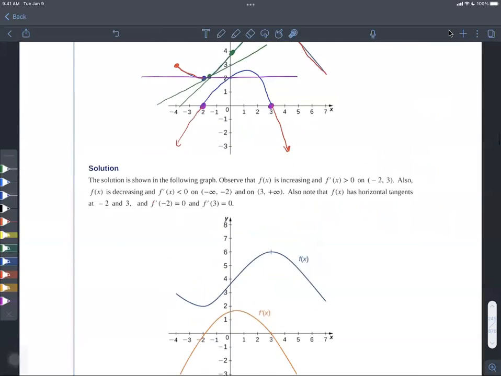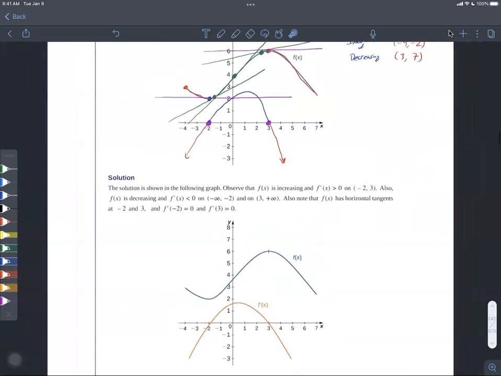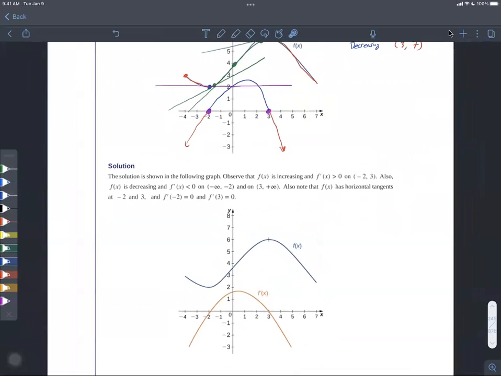Okay, let's take a look at the sketch that they have here. Yeah, and of course, it's a sketch, so it's not going to come out perfect, but it gives us a rough idea of what the derivative function looks like. So let's read the solution. It says the solution is shown in the following graph.